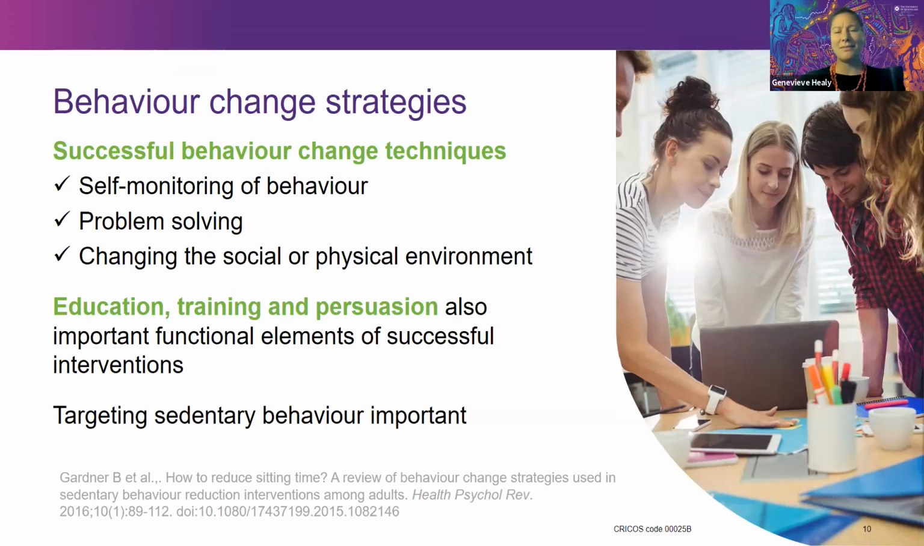The authors recommended that interventions be designed to specifically target sedentary behaviour, and that designers consider using environmental restructuring along with self-monitoring, problem solving, and providing information on the health consequences of too much sedentary behaviour. And this recommendation ties in really nicely to the review findings from Blackburn and colleagues that showed that such multi-component interventions that use both environmental and behavioural approaches are generally the most successful.